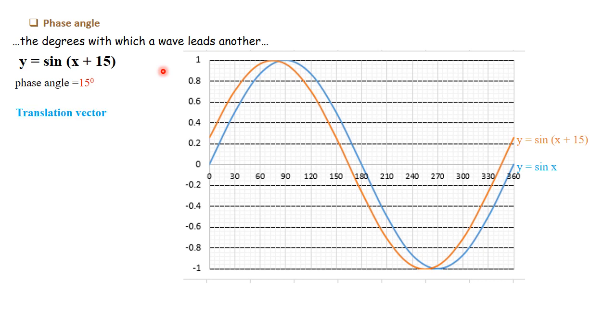Now it's normally defined by a translation vector. It's a transformation of the wave which is normally defined by a translation vector, in which case, for our case, it would be negative 15, 0. So negative 15, 0 means that if you translate y equals sine x by this vector, you will get the other one. And I think that's that.